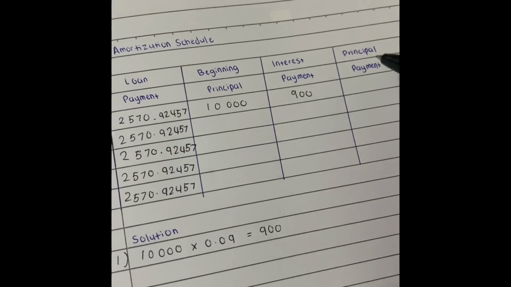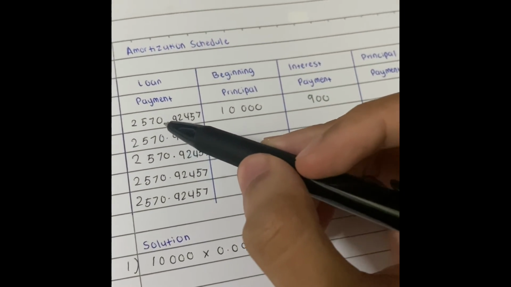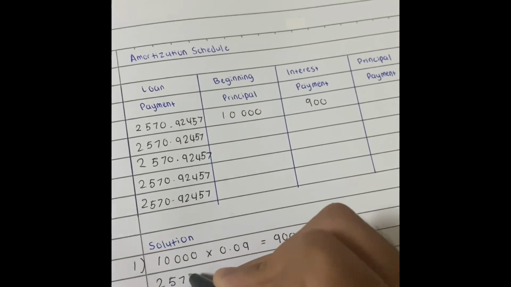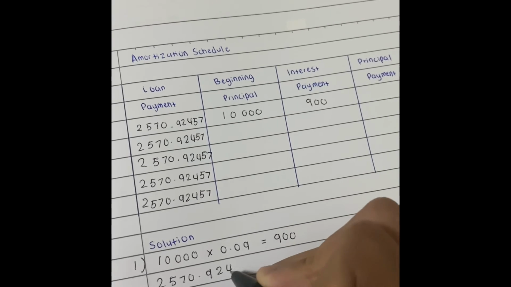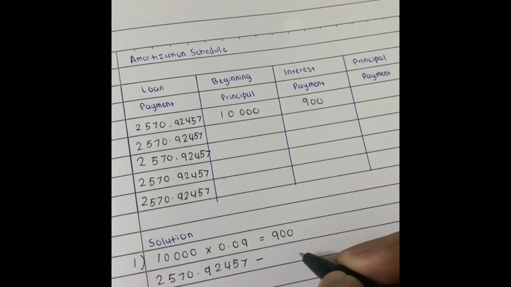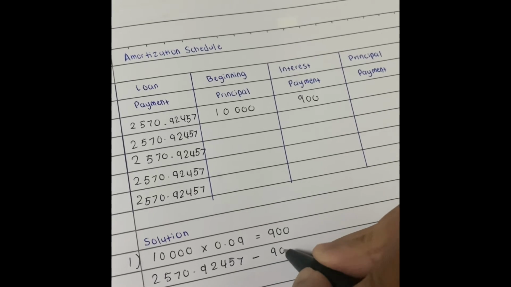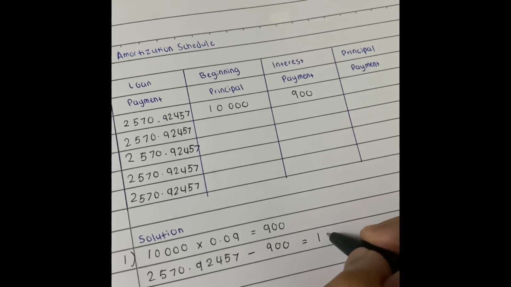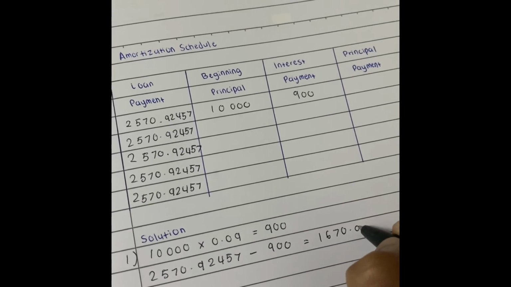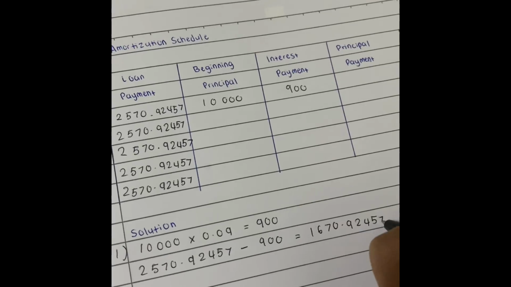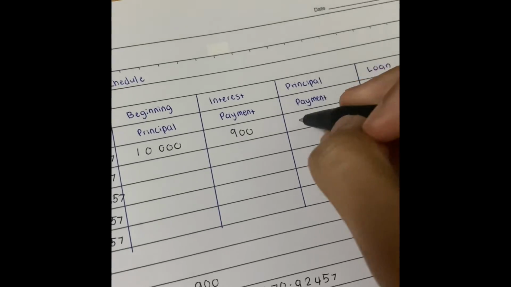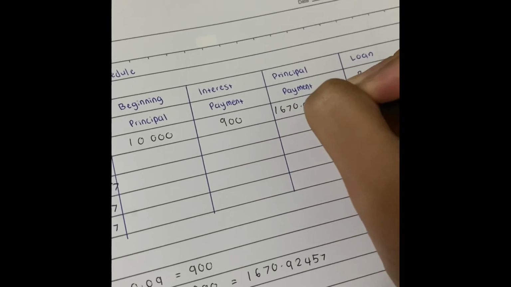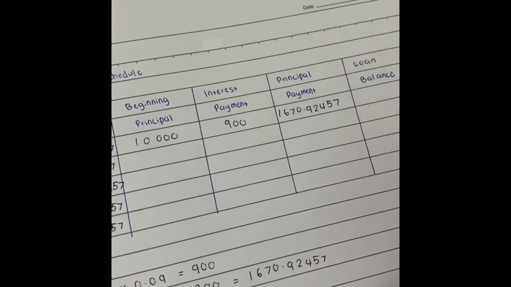But now, to figure out how much of the payment must go toward paying the principal amount, we just need to subtract the interest payment from the loan payment, which is 2,570.92457 minus 900. So we will get 1670.92457. So for the first period, the principal payment is 1670.92457.